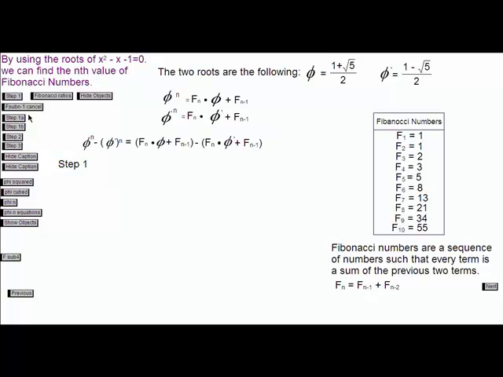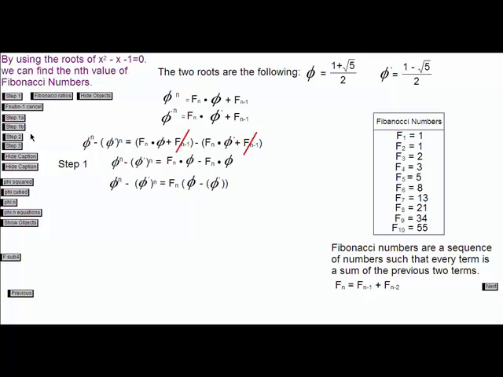Let's start with subtracting phi prime to the n power from phi to the n power. We can simplify the right side first. We can cancel out the terms f sub n minus 1. Then we can rewrite the equation. And now you can factor out the f sub n to get the following.